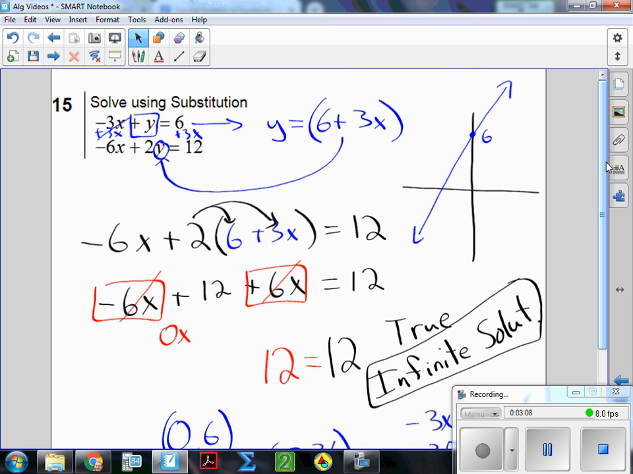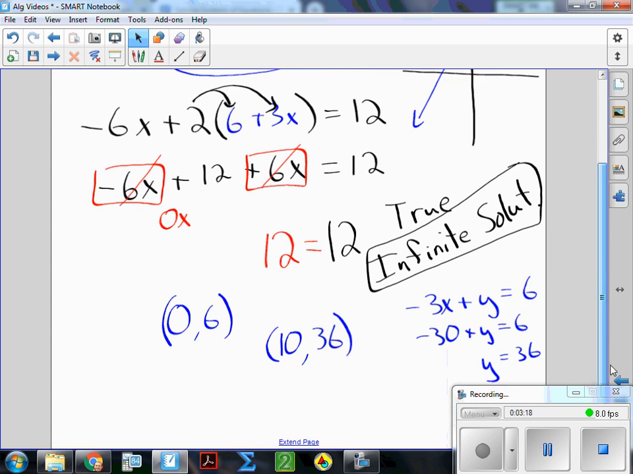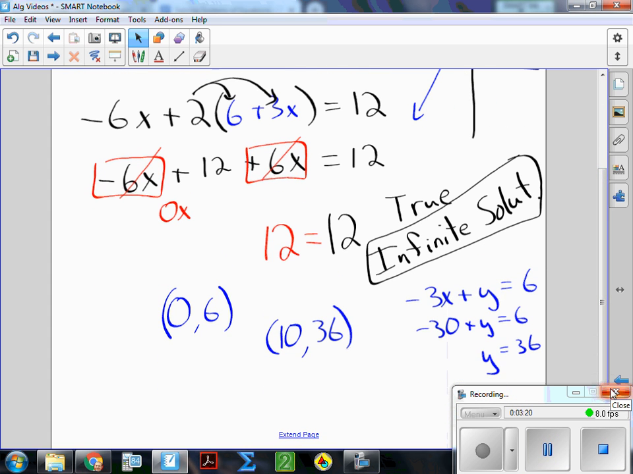So (10, 36) should also work for the second equation. And it does. If you plug in 10 for x and 36 for y, you'll get 12. So infinite solutions.